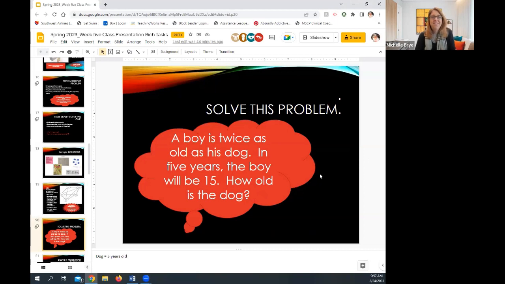Okay, I'm going to have you do another problem and see what you come up with. A boy is twice as old as his dog. In 5 years, the boy will be 15. How old is the dog? See if you can solve it in more than one way, but at least come up with one way to solve this problem. Use those whiteboards again, because I'll have you share out.